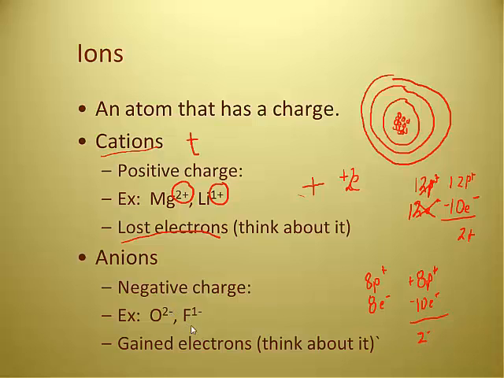Okay. Well, that makes sense too. That means that the more electrons you gain, the more negative you get, correct? Right, that makes sense.